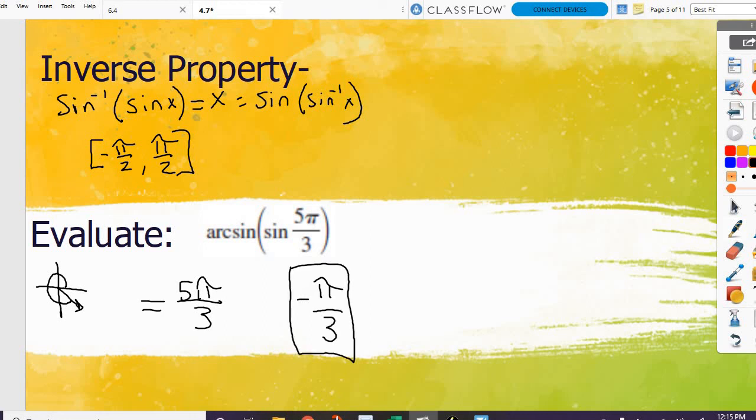So they still undo each other just like always before. The only difference is sometimes we might have to think about, okay, is this in the right range from negative pi over 2 to pi over 2? Any other questions? Concerns? Comments?